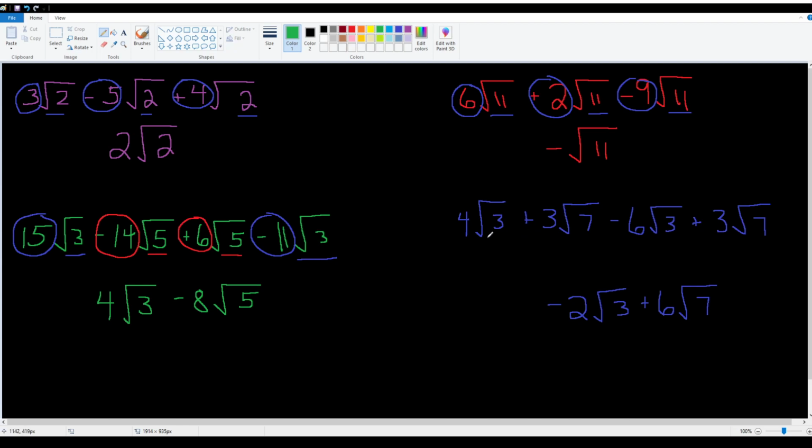Same thing down here. This has a radicand of 3. This has a radicand of 3. So I'm going to take my two coefficients, combine those together. 4 minus 6 gives me negative 2 radical 3, and then this has a radicand of 7 and a radicand of 7, so I'm going to combine those together. 3 plus 3 gives me 6 radical 7.